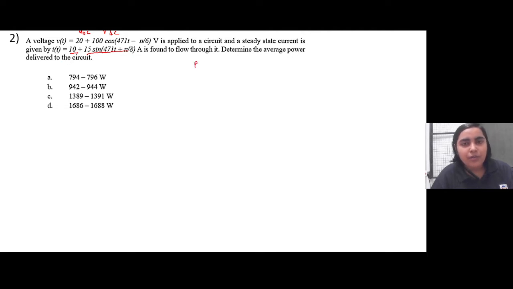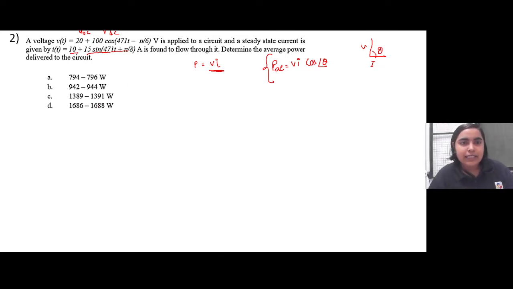So the power formula is still like V into I, but since we have an AC component, for the AC component, the power will be equal to VI cos of the angle between the voltage and the current, right? V and I, that angle theta, whatever it is. This will be the AC power coming from the AC part, and the DC part will be just simple V into I.